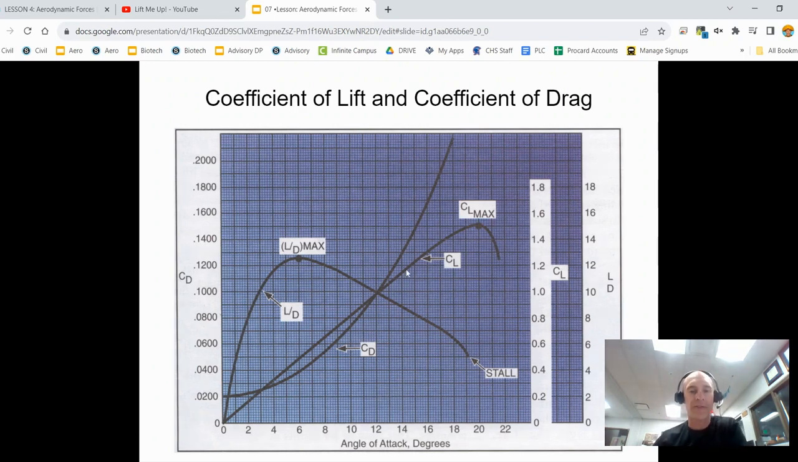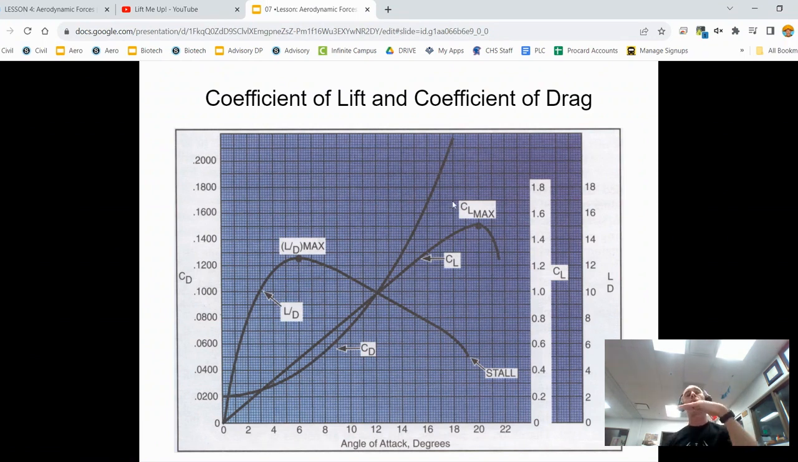Your coefficient of lift line, this diagonal line here, is constantly increasing as your angle of attack increases. You have a larger coefficient of lift, which helps determine lift. And that drops once you get to this particular aircraft wing, begins to stall right around this 18, 19, 20 degrees. So coefficient of lift quickly drops off. Well, let's look at coefficient of drag. Your coefficient of drag slowly increases and then increases more and more rapidly.